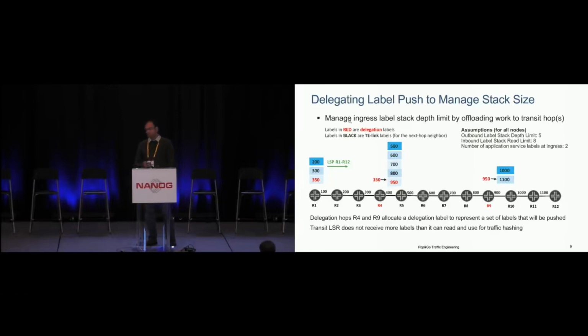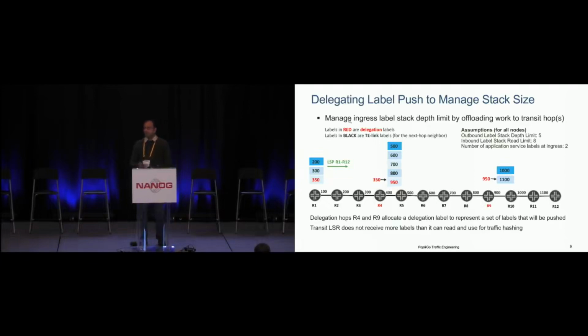Let me just work around some assumptions, right? Let's assume every box in this network can only push 5 labels, and every box in this network can only read up to 8 labels, such that it can also get to the IP header for hashing. If you send it more than 8 labels, let's say it can't get to the IP. And the ingress, let's say it's running a bunch of services, it needs 2 labels for services, maybe L3 VPN, so you need 2 labels there. So the ingress in net effect can actually only use 3 labels for RSVP, right?